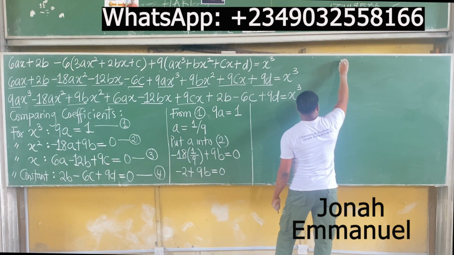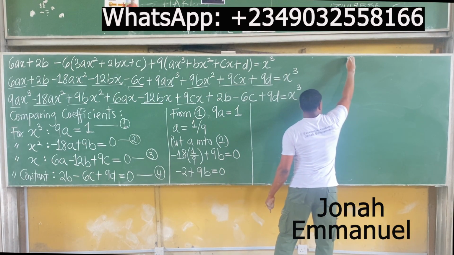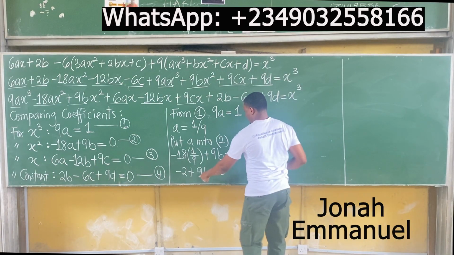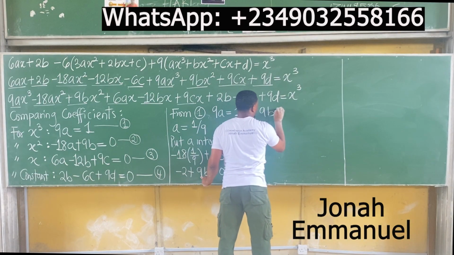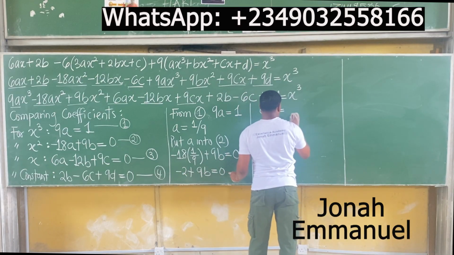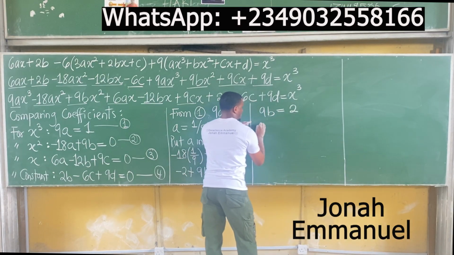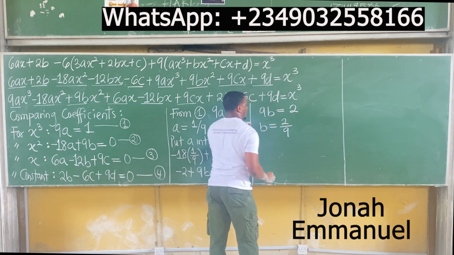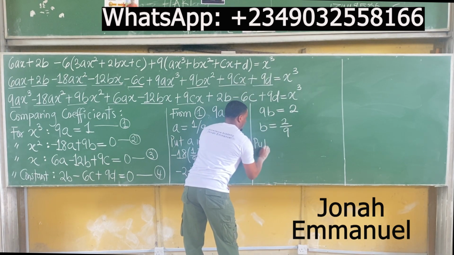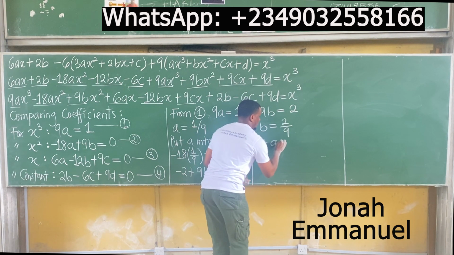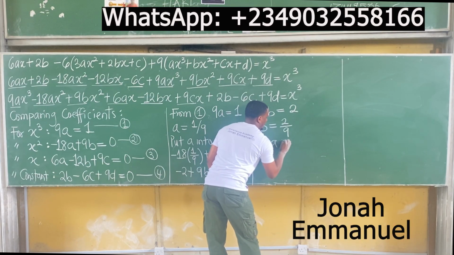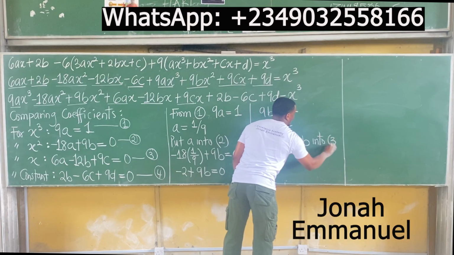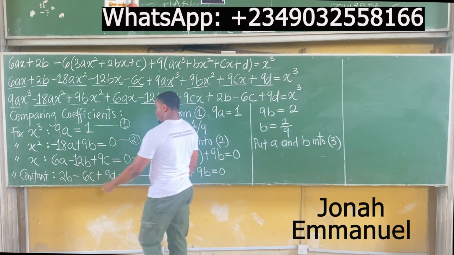Let's see. From here, you have that 9b is equal to minus 2 comes here, becomes what there? Plus 2. So what's b here? B is equal to what there? 2 over 9. Let's put a, which we've gotten, and b into equation 3. From 3, what do you have there?